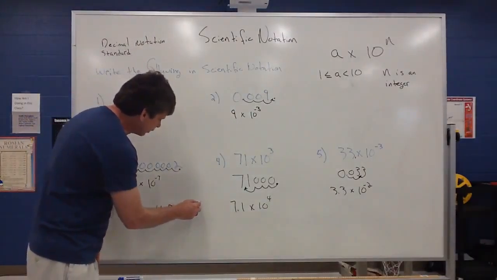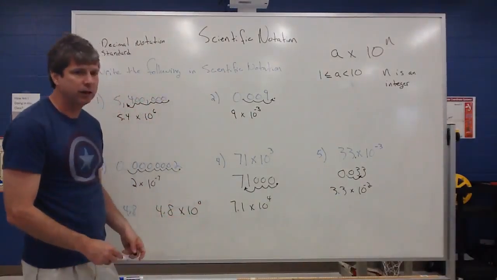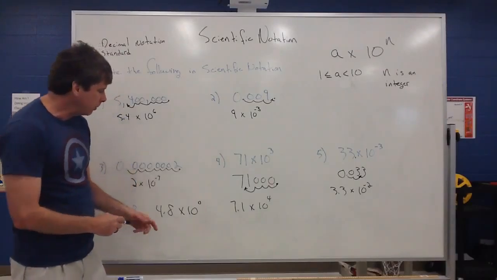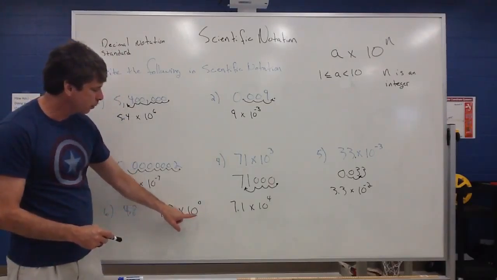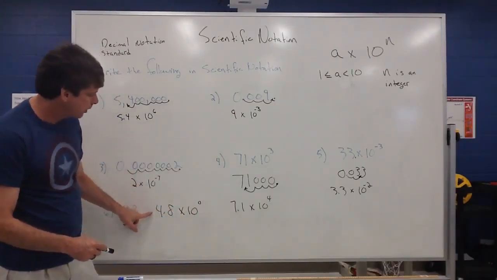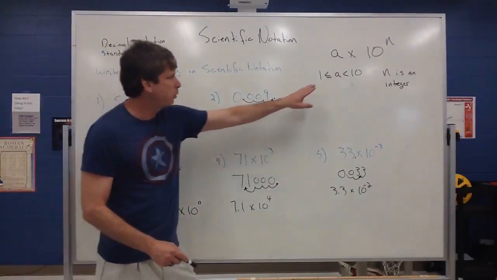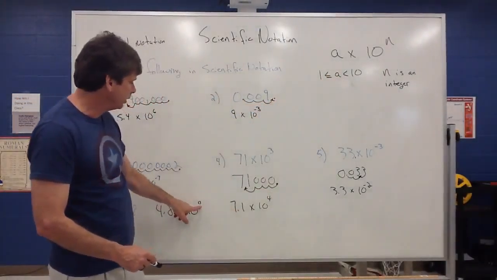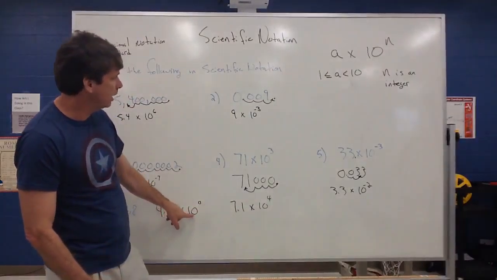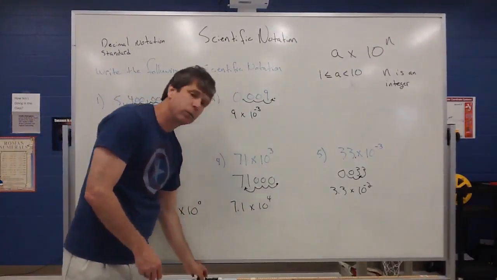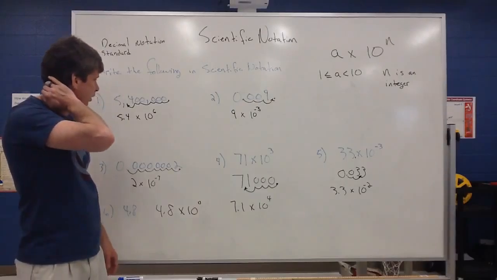So I can write that as 4.8 times 10 to the 0 power, and that would mean the same thing as 4.8 times 1, or 4.8. But that would now be in scientific notation because my a is the 4.8, and my integer is a 0. So my n is a 0, and we succeeded. We got those in scientific notation.